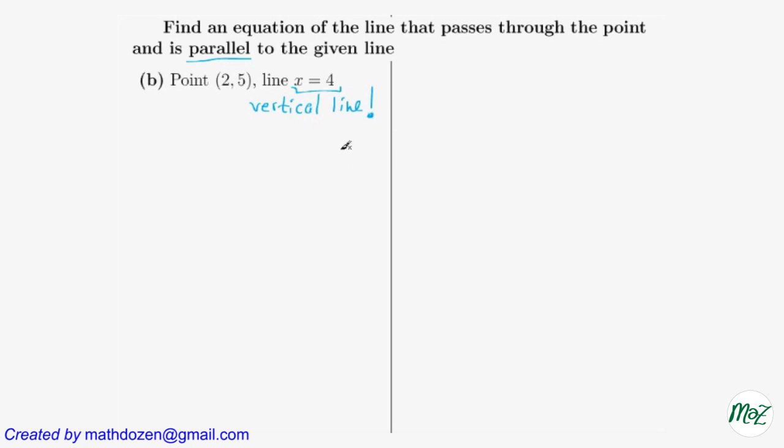And what we know is, if we need to be parallel to a vertical line, our line has to be vertical again. Let me state it here. The line through (2, 5) must be parallel to x equals 4, and it happens to be vertical. So, in other words, we're looking for an equation of a vertical line that passes through (2, 5).